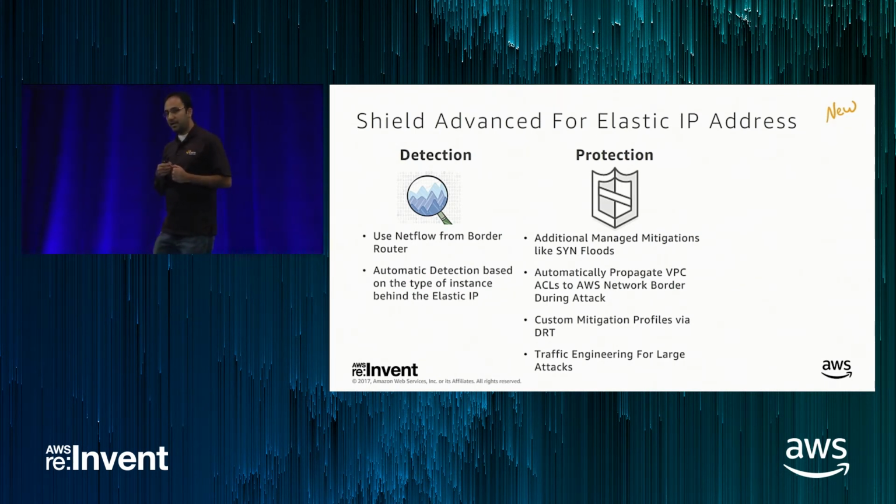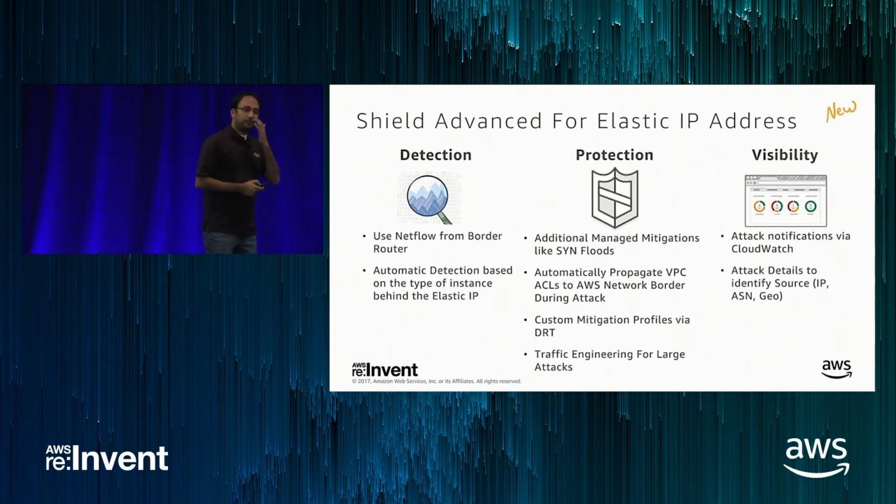And of course, just like we do today, you also get the benefit of traffic engineering, where we can ingress traffic not just on the transit center where your services live or where your EC2 instances live, but use traffic engineering to ingress traffic from across the AWS network to give you access to larger bandwidth capacity and scrubbing capacity.